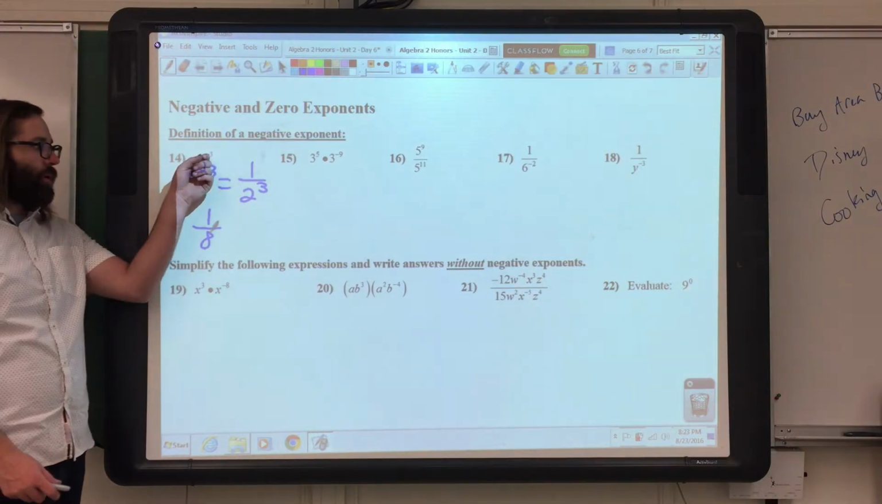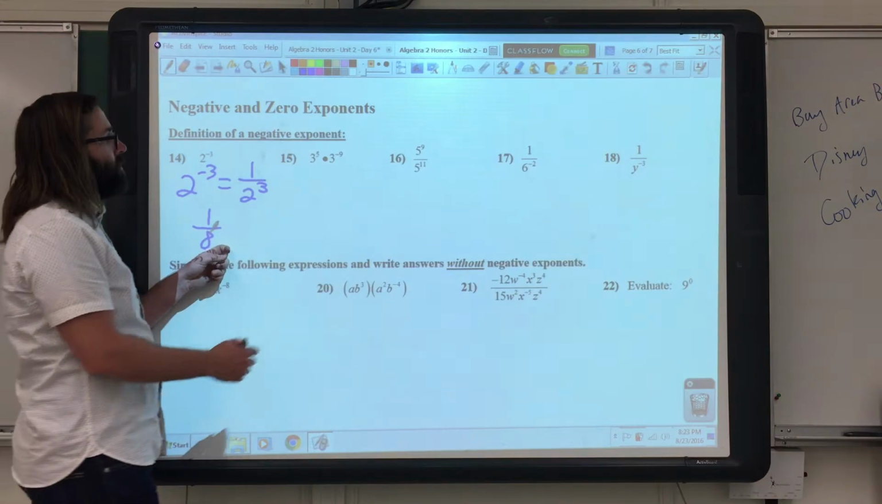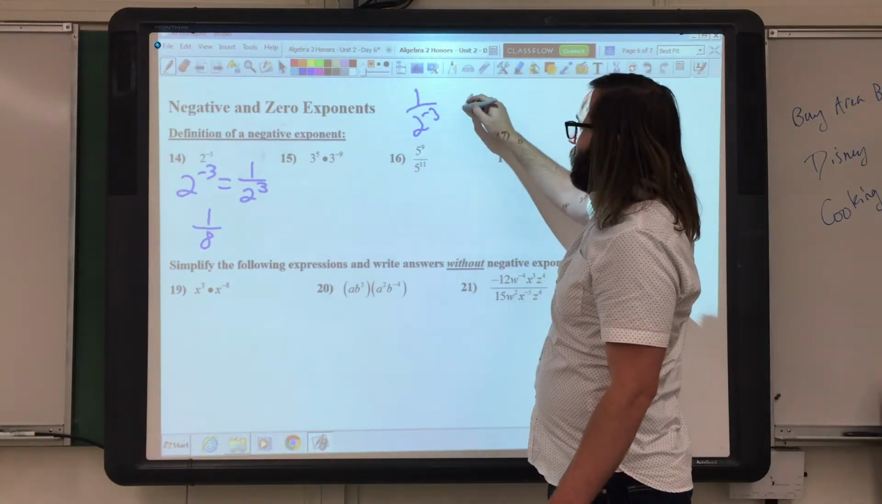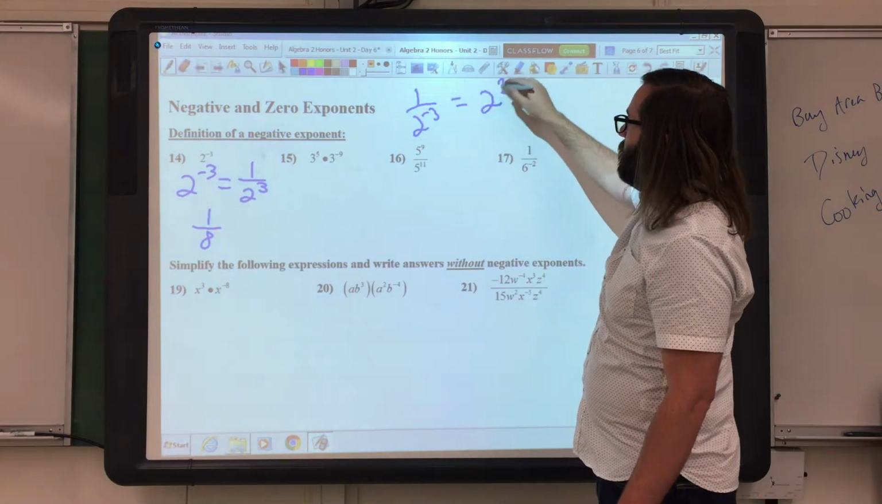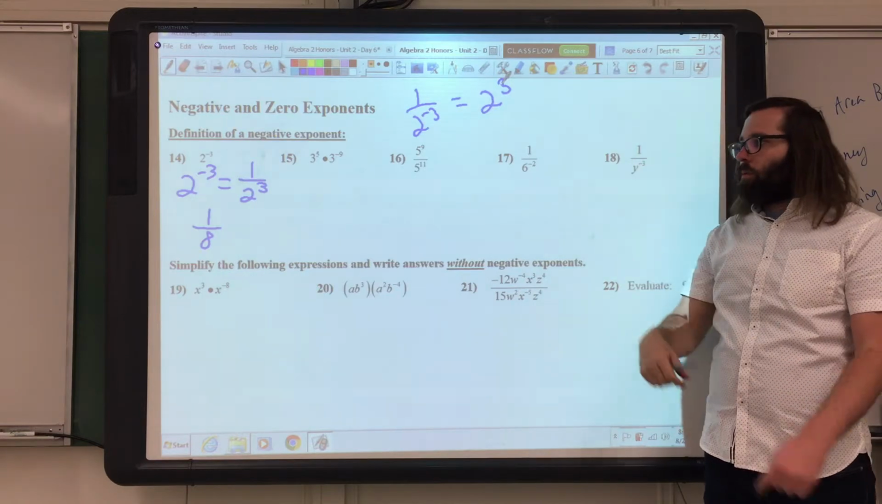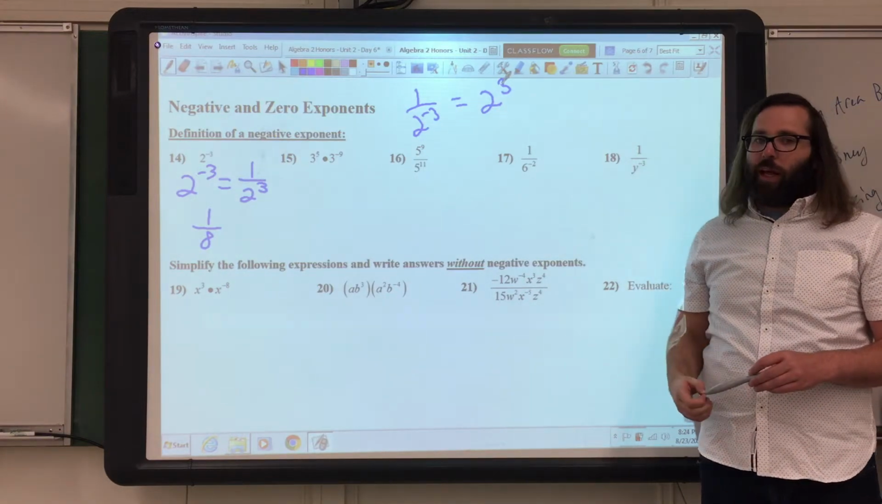Okay, so if you have a negative exponent in the denominator, so if this was 1 over 2 to the negative 3, this would really be 2 to the third. It just flips your numerator or denominator, flips your place.